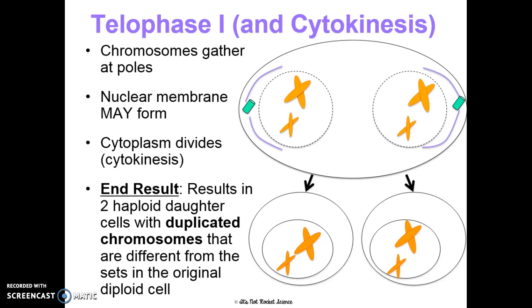So as a result, we have two haploid daughter cells with duplicated chromosomes. Okay? But they are different sets from the original. So these are no longer the same as the original. They are different pairings than the original cell. That's really important to remember. So they are no longer identical, especially because they're now haploid and not diploid.